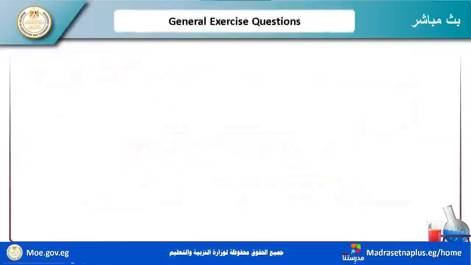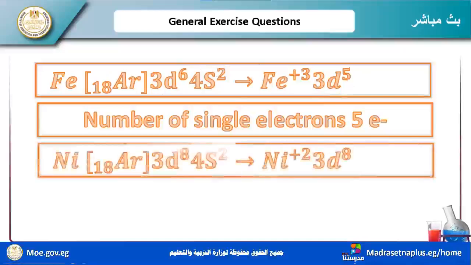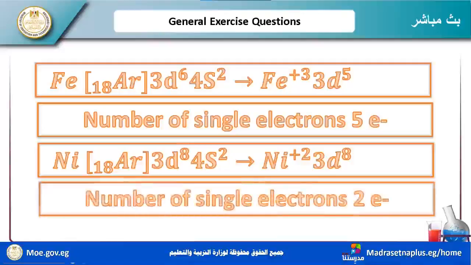We have another example. Fe, atomic number 26, has the electronic configuration 3d6 4s2. So Fe plus 3 is 3d5, and the number of single electrons is 5 only. Nickel has atomic number 28, with configuration 3d8 4s2. Nickel plus 2 equals 3d8, and the number of single electrons is 2.